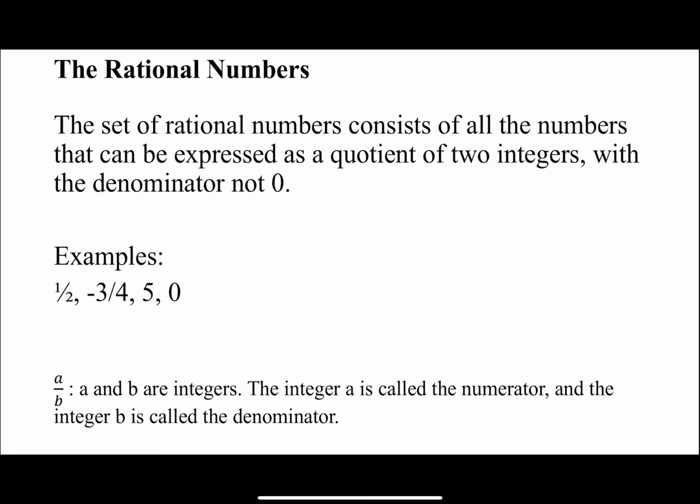The set of rational numbers consists of all the numbers that can be expressed as a quotient of two integers, where the denominator is not 0, like 1 over 2, or minus 3 over 4, or 5, which is 5 over 1, or 0. So it's like a over b, where a and b are integers.